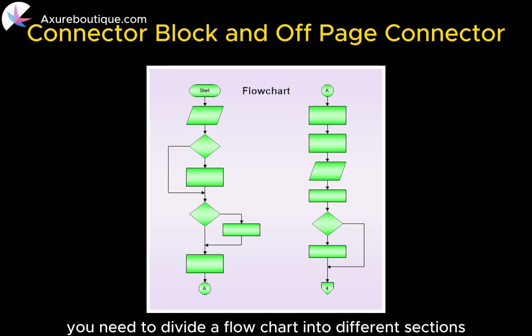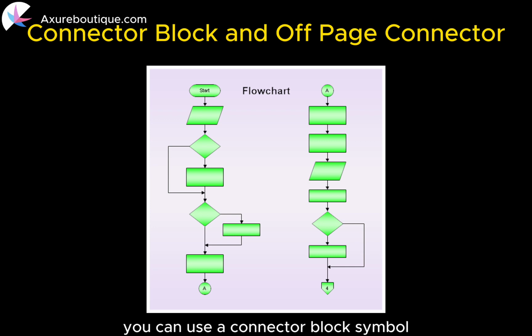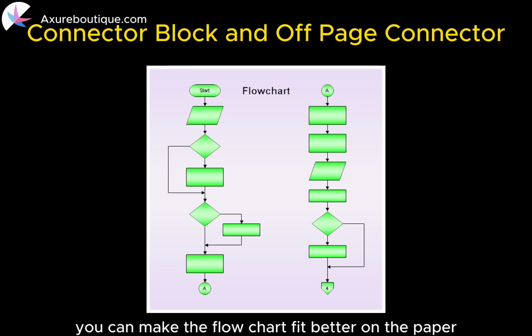If you need to divide a flowchart into different sections, you can use a connector block symbol, which looks like a circle. In the example, there is a circle with the letter A at the bottom left of the chart. This means that control should be transferred to another point on the chart that has a circle with the letter A. That point is located at the upper right corner of the chart. By using connectors, you can make the flowchart fit better on the paper.